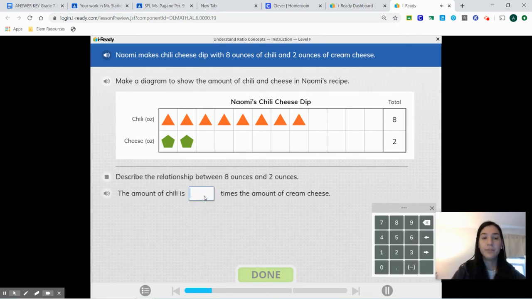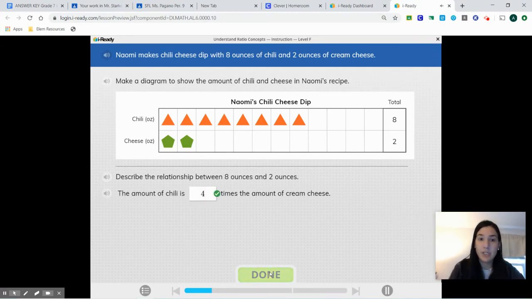Describe the relationship between 8 ounces and 2 ounces. We're thinking to get from 2 ounces of the cream cheese up to the 8 ounces of chili, we multiply by 4. So the chili is 4 times the amount of cheese.